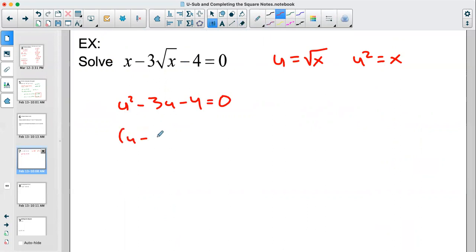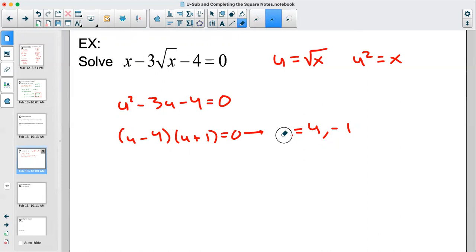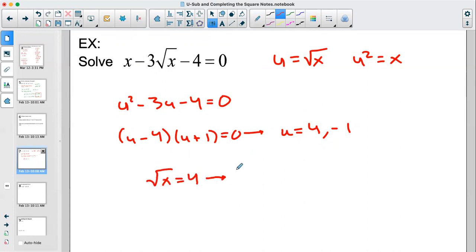So I get u minus 4 times u plus 1 equals 0, which means u is either 4 or negative 1. And again, my secondary hint was don't stop once you solve for u. Got to solve for x. So if root x is 4, then that means x has to be 16. You could think about it like squaring both sides if you want to. I just think of it that I know the square root of 16 is 4.